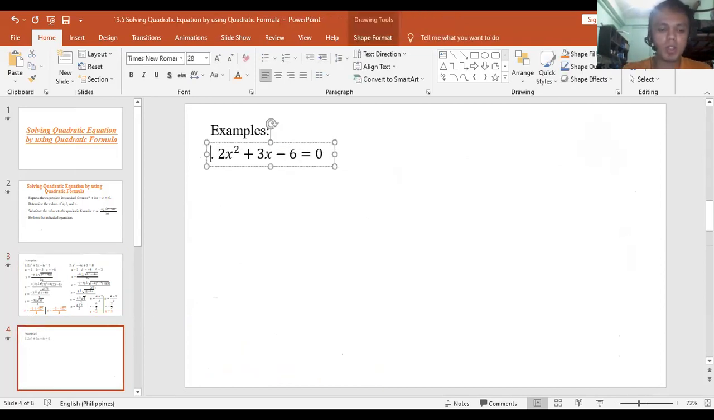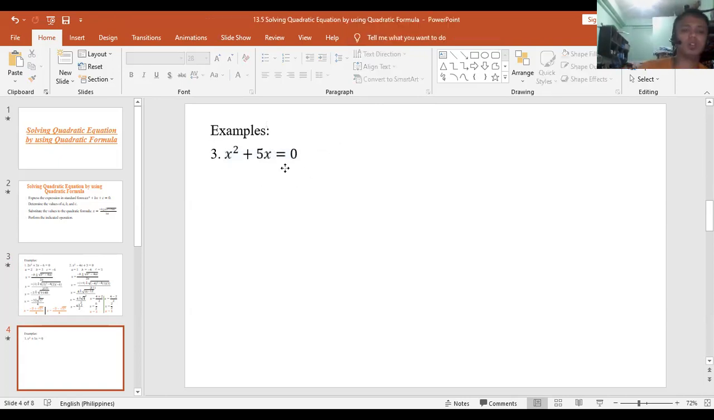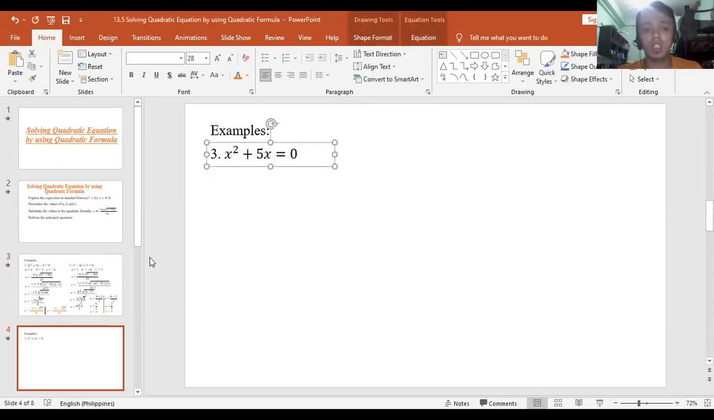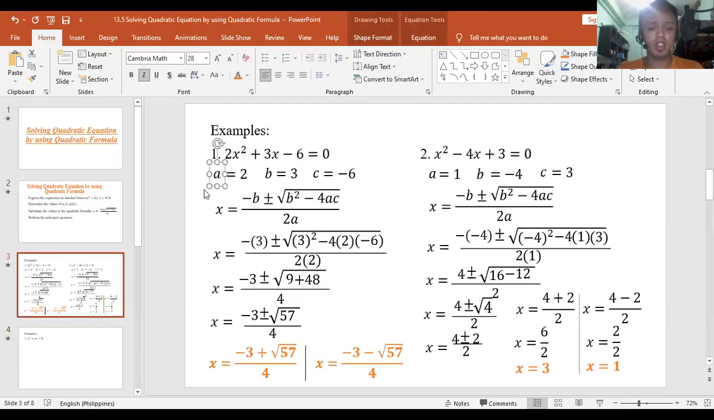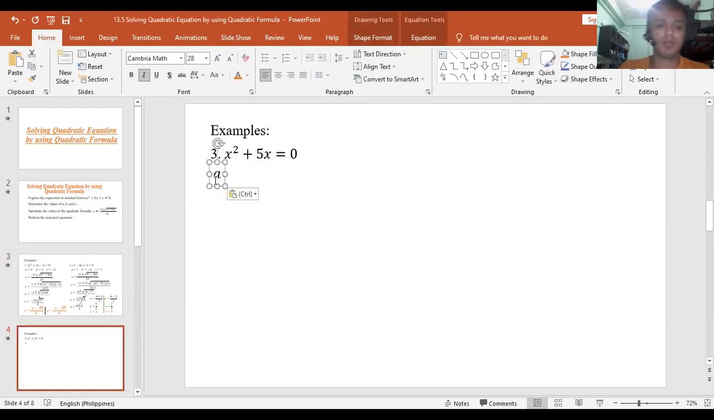Okay? What about naman kung ganito yung quadratic equation natin? We have x squared plus 5x equal to 0, no? Quadratic equation pa rin yan pero incomplete naman. Sabi ko kanina, itong quadratic formula applicable sa any kind of quadratic equation.